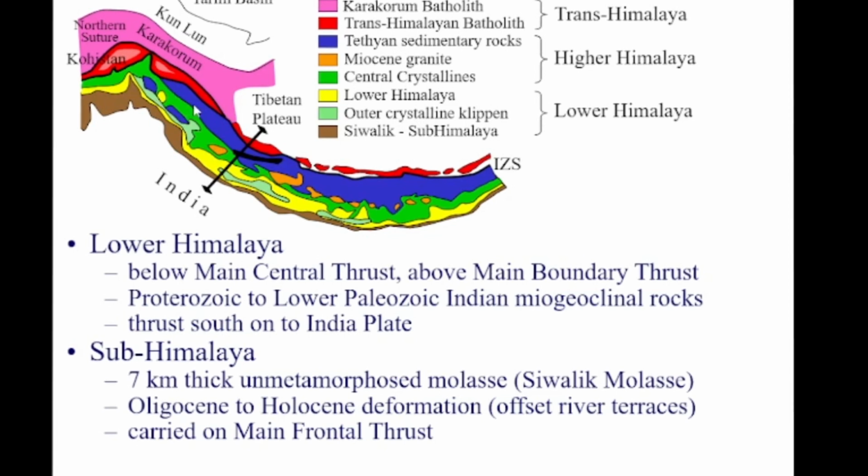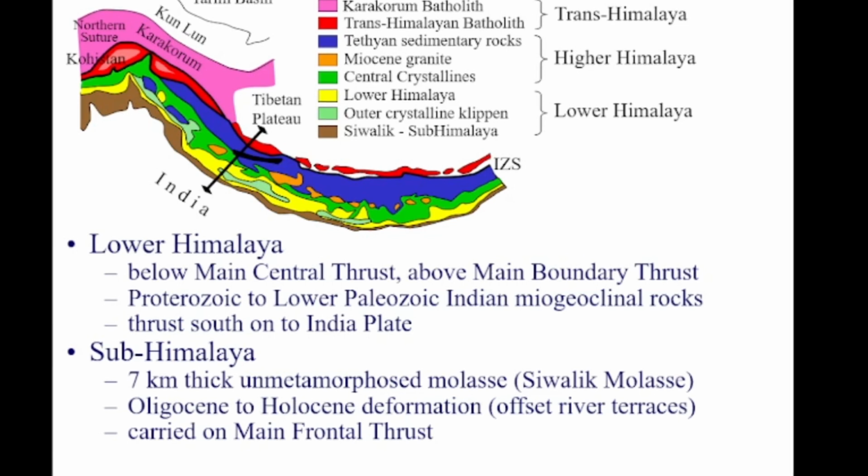And then we have Siwalik covers. Later on, we see these are the recent Siwaliks. They are at the very southern part of the Himalayan sequence, thrust south onto the Indian plate. This was the MFT, the Main Frontal Thrust. The Sub-Himalaya cover is a 7 kilometer thick unmetamorphosed molasse, sediments of Siwalik molasse, Oligocene to Holocene, deformed, upthrust over the river deposits and carried on the Main Frontal Thrust.